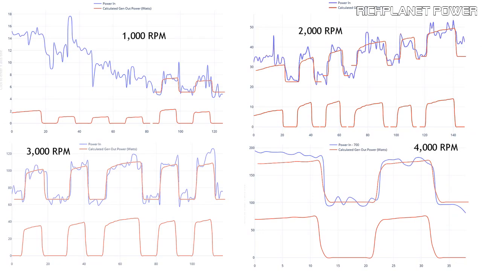These graphs show the input power in blue and the output power in red at 1000 RPM, 2000 RPM, 3000 RPM and 4000 RPM. But the input power is varying around a lot, so I could not get accurate data points to be able to plot on a graph. Secondly, I did not have a value for the efficiency rating of the motor, therefore could not calculate the exact input power being used to drive the machine.